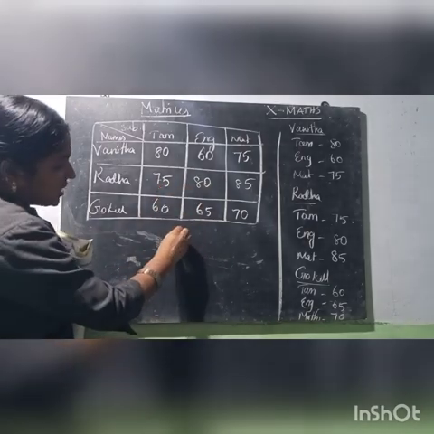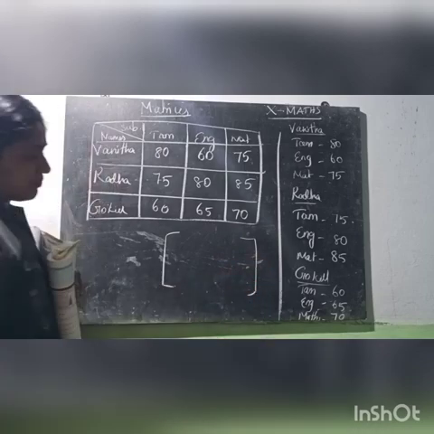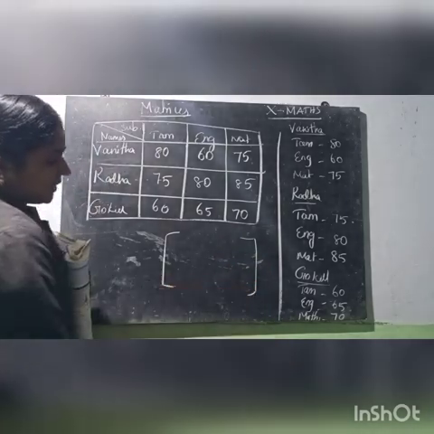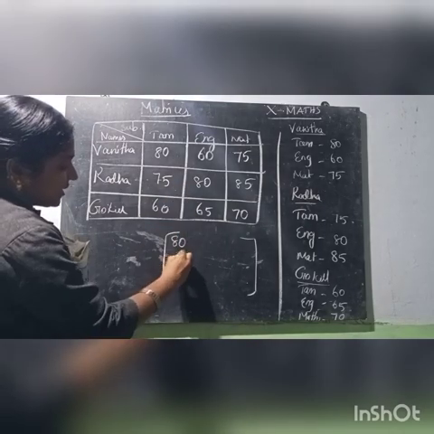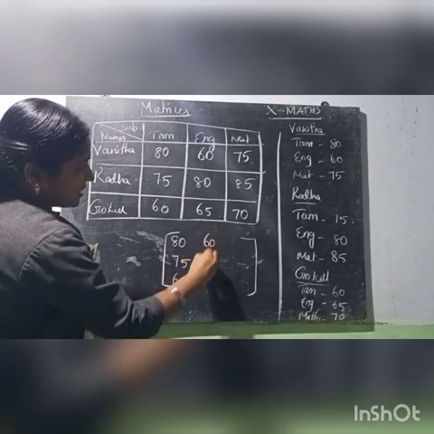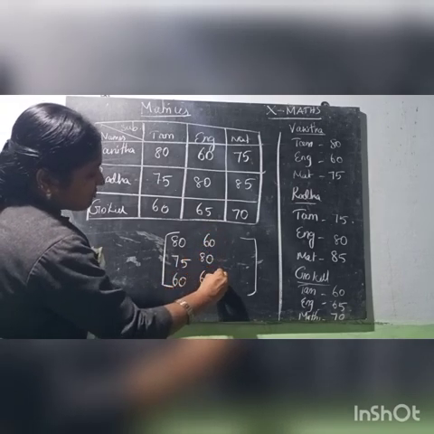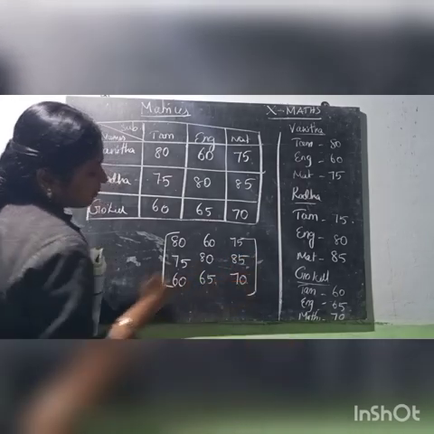Now we are going to see matrix form. Matrix form should be in a rectangular array. So the first mark is 80, then next 75, then next 60, here 60, 80, 65, then 75, 85, 70.